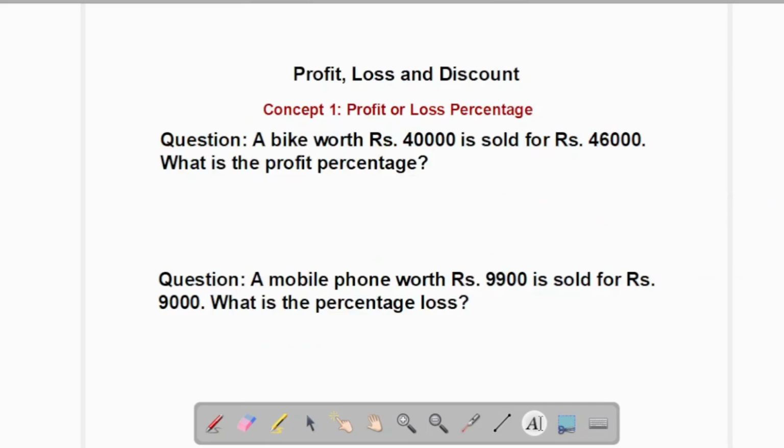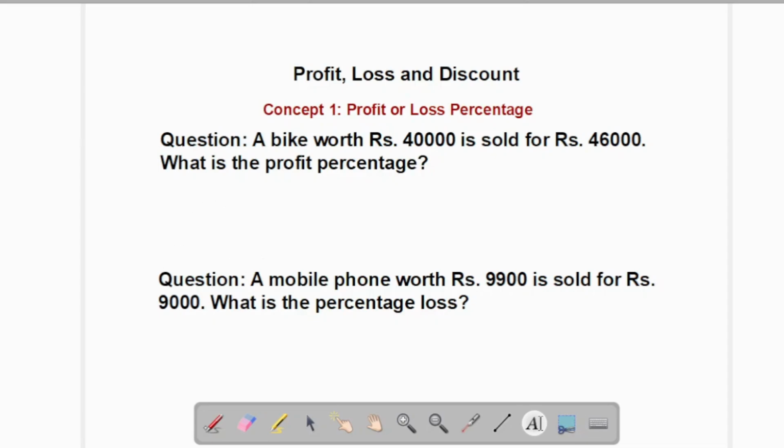Now let's come to a few basic questions on this concept so that you can relate to the formulas. I will not discuss the questions elaborately, only some basic ones, so that those who are new to mathematics or from a non-math background can easily understand the concept and solve basic-level problems. The first question says that a bike worth rupees 40,000 is sold for 46,000. What is the profit percentage?